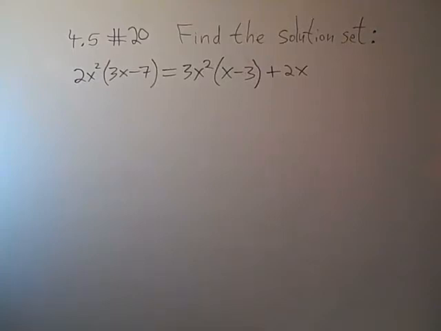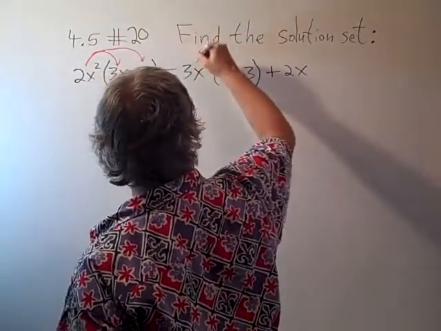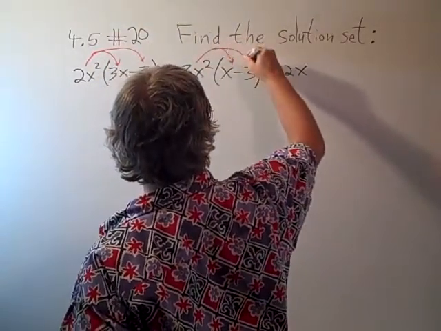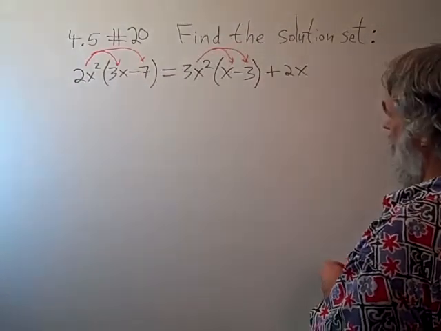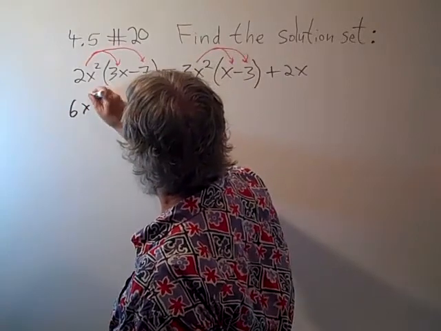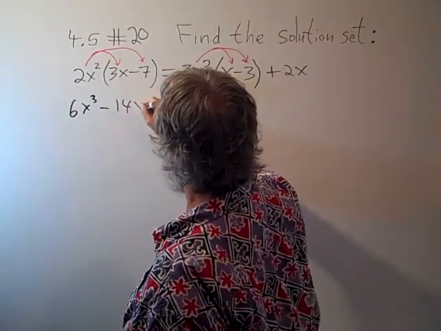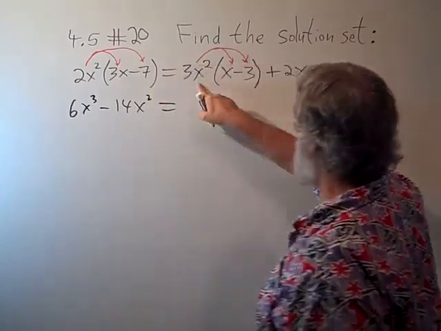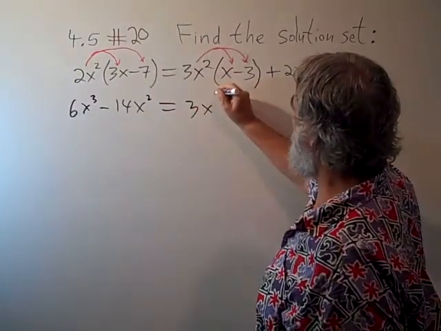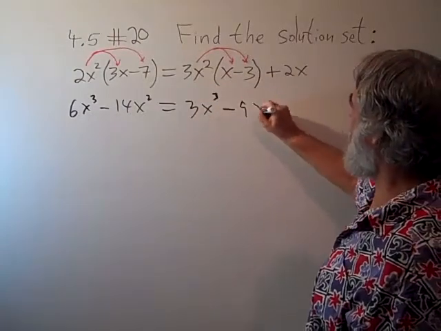Okay, so for this problem, let's distribute through the parentheses first. Then we'll try to get everything on the same side of the equal sign and factor it. Okay, 2x squared times 3x is 6x to the third power. 2x squared times negative 7 is negative 14x squared. 3x squared times x is 3x cubed. And 3x squared times negative 3 is negative 9x squared.